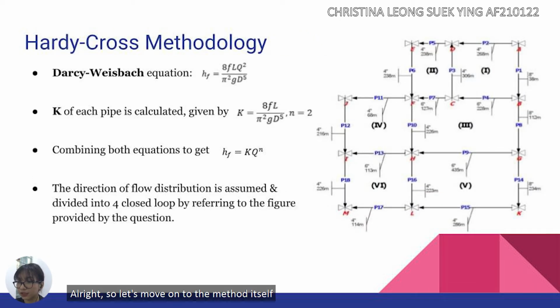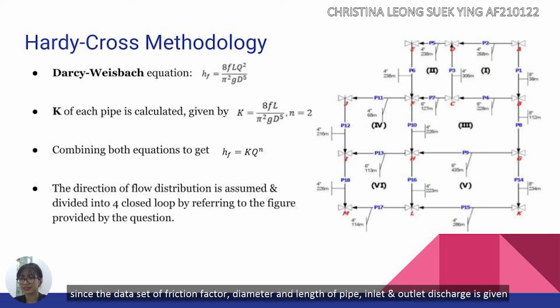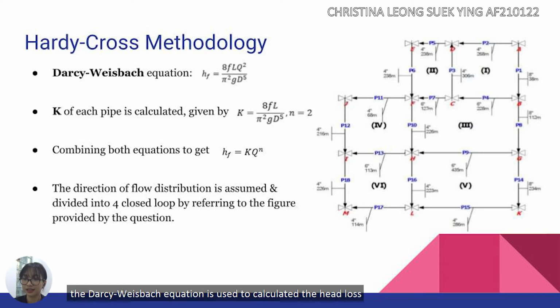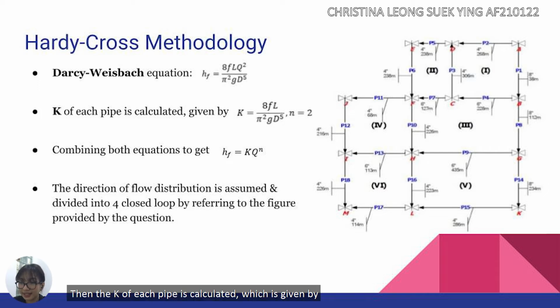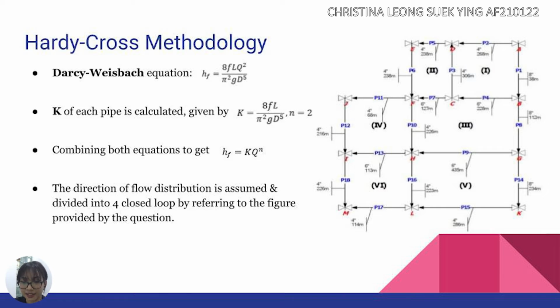Alright, now let's move on to the method itself. Since the data set of friction factor, diameter, length of pipe, inlet and outlet discharge is given, the Darcy-Weisbach equation is used to calculate the head loss, which is given by hf = 8fLQ² / (π²gd⁵). Then the K of each pipe is calculated, which is given by K = 8fL / (π²gd⁵), with n equals 2. And by combining both equations, you get hf = KQⁿ.